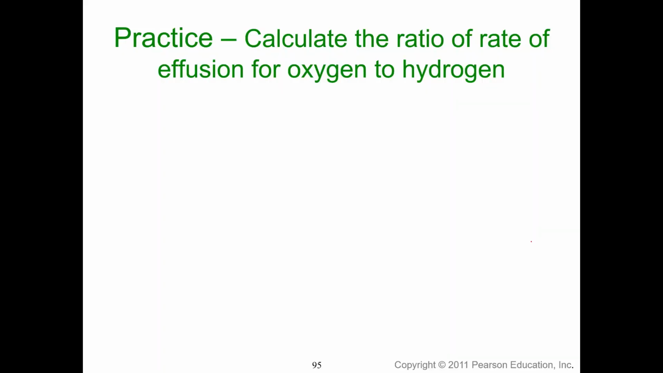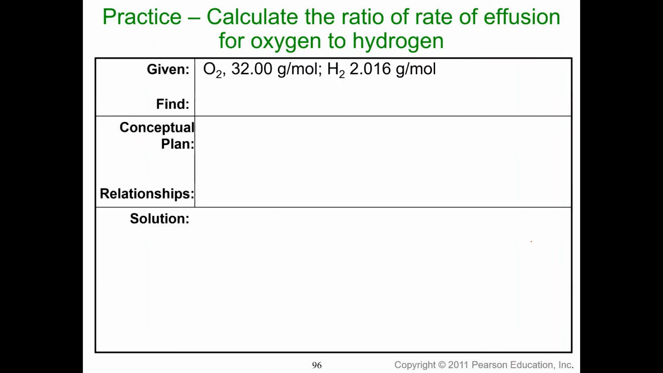Calculate the ratio of rate of diffusion for oxygen to hydrogen, right? If you're going to do the oxygen to hydrogen, this is equal to what?